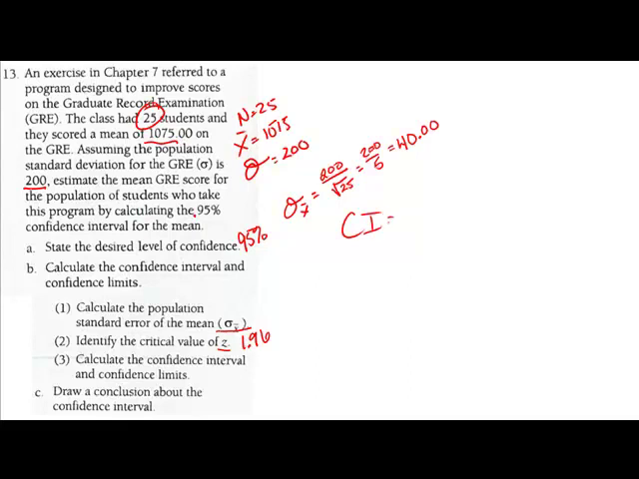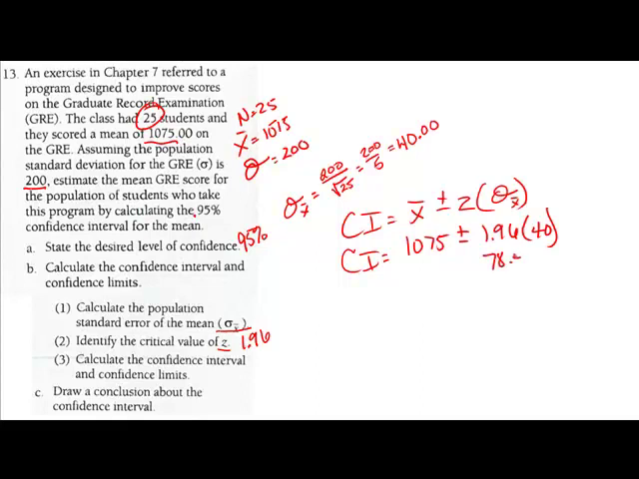Okay. We all have this memorized by now. X bar plus or minus z times standard error. Confidence interval equals, my average was 1075, plus or minus 1.96 times 40. 1.96 times 40, doing the multiplication first, is 78.4.